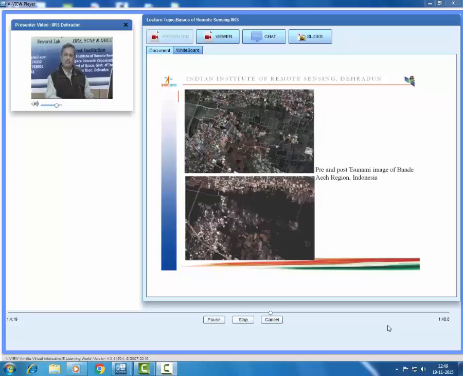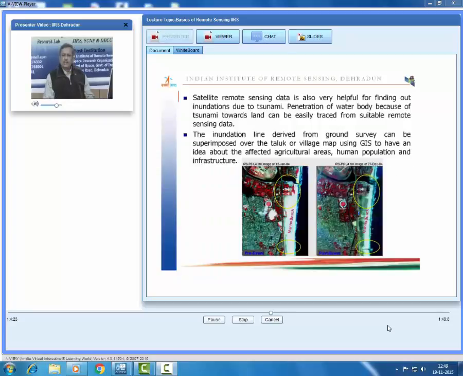Everything has been described. Satellite remote sensing data is also very helpful for finding out the inundation due to tsunami, because the waves having 20 to 30 meter height will hit the coast, and then they will break, and all the water will rush towards the land. So they will inundate the land part. But the penetration of the water body towards the land can be easily traced from the satellite remote sensing data. And they will be used for the GIS study to understand how much water has gone.